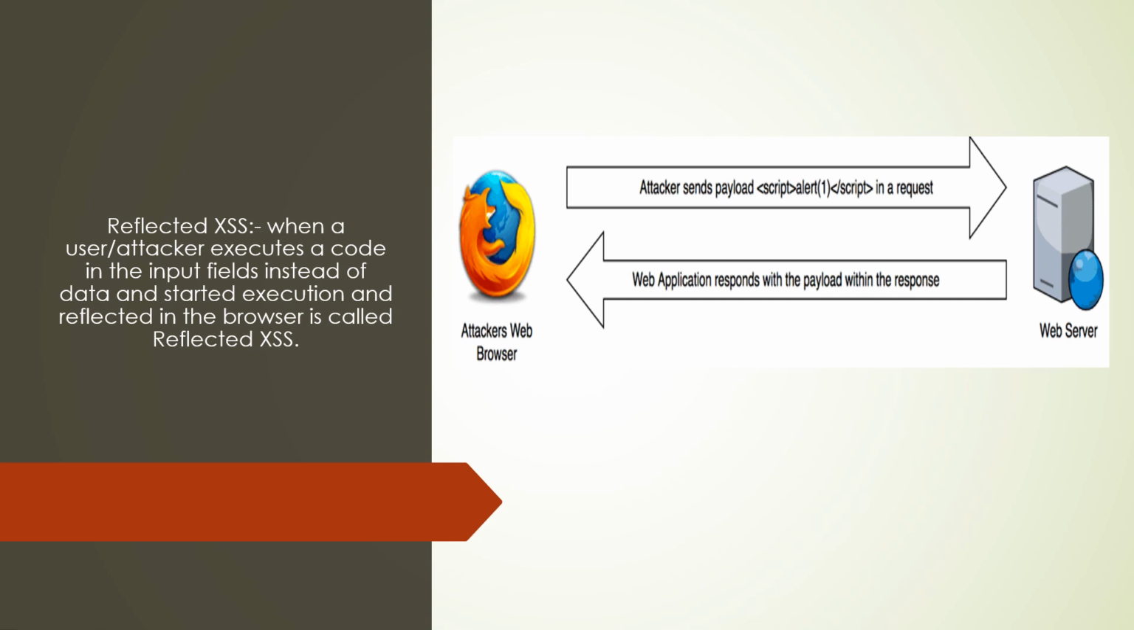So what is reflected XSS? When an attacker enters code in the input fields instead of data, and it starts executing and is reflected back in the browser, it's called reflected XSS. If the attacker includes a JavaScript alert script in a request sent to the web server, and the web server responds with the payload in the response and a pop-up message appears, that is called reflected XSS.